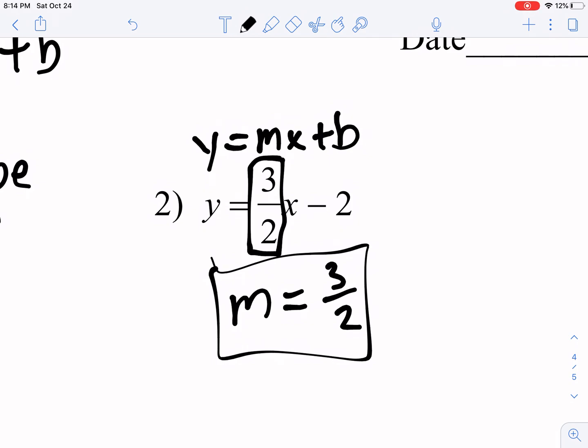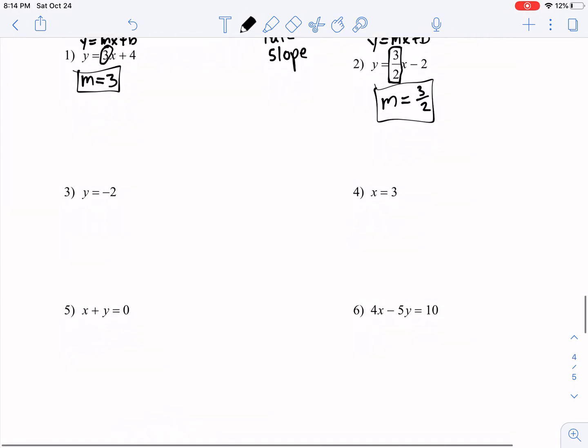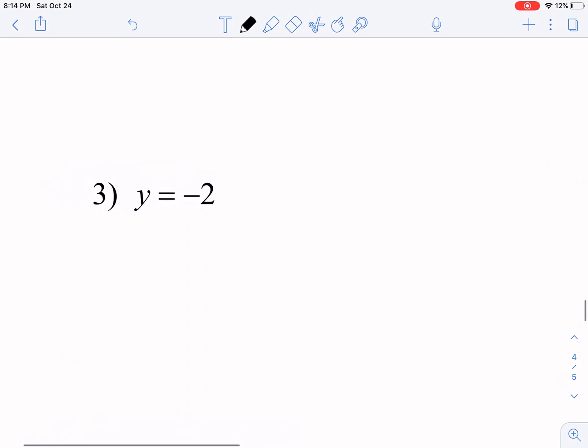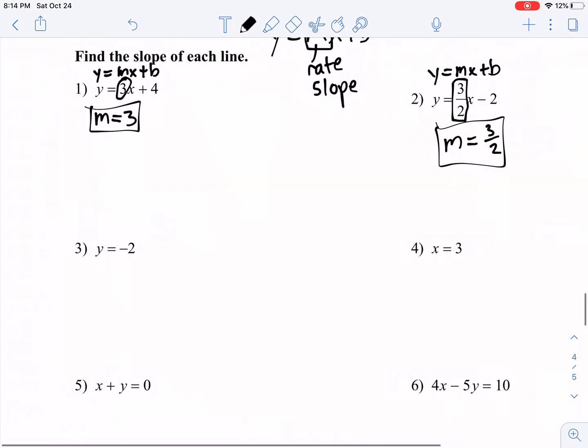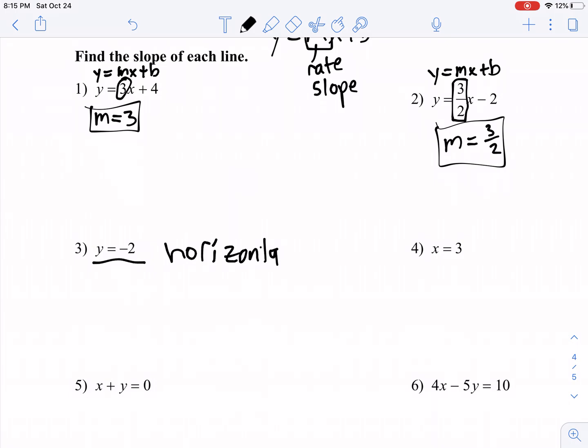That's the answer. Now, the other 2 examples I wanted to remind you of that you could run into. In the first 2, it was pretty easy. We just saw that m was whatever it happened to be. In this case, it was 3, 3/2. But go back to what we talked about before. What type of line is this going to be? Well, that's a horizontal line, right? Now, why do we know it's going to be a horizontal line?